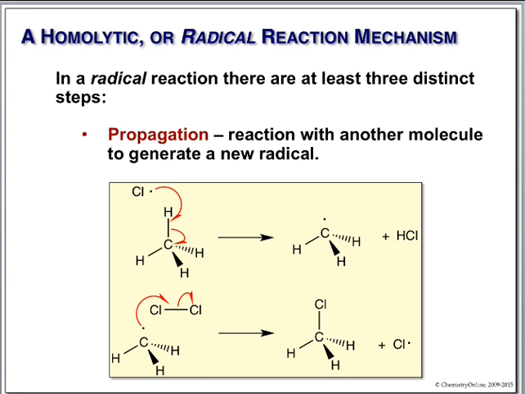If you think about this in terms of simply adding up the equation, the net equation, chlorine radicals would cancel, methyl radicals would cancel, and you would simply have methane, chlorine, HCl, and the product chloromethane. So this is the free radical chain reaction.